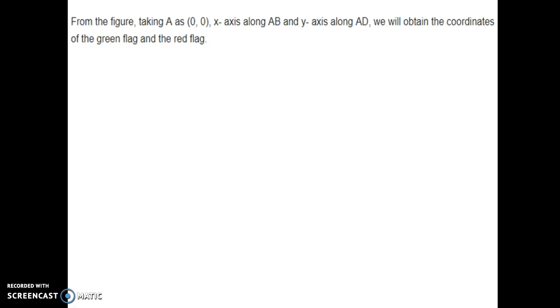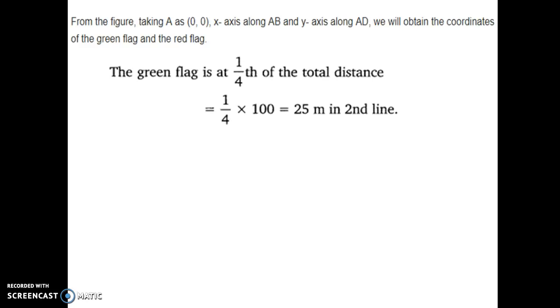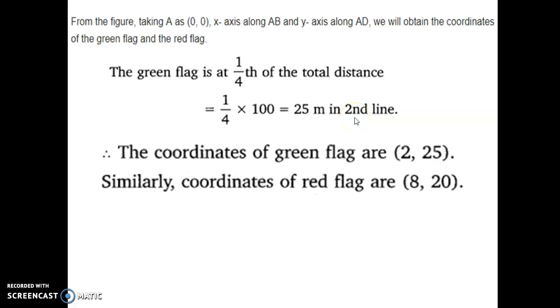So each unit is taken as 1 meter. They gave how much the ground is in meters, and flower pots at 1 meter distance they gave. So by that only. So green flag is at 1/4 the total distance. Total distance is 100 meters. So you have to write 1/4 into 100, that is equal to 25 meters in the second line. So what's the meaning? The coordinate of green flag is (2, 25).